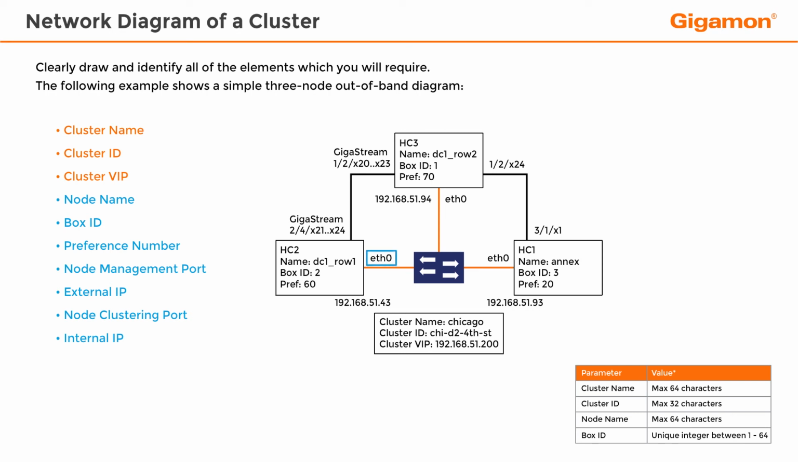If in-band clustering is configured, then the node clustering port will be the same as the management port, and both will use port ETH0. 11.